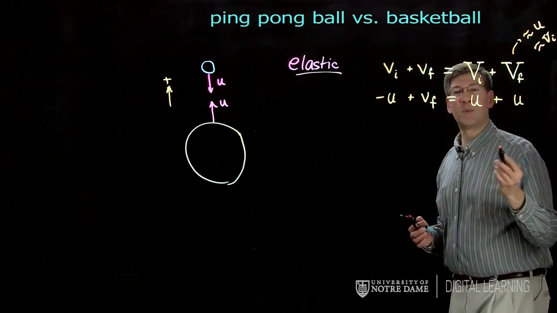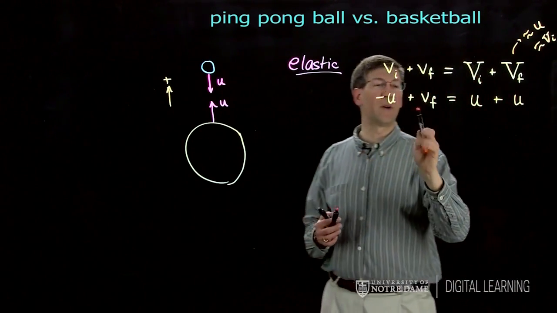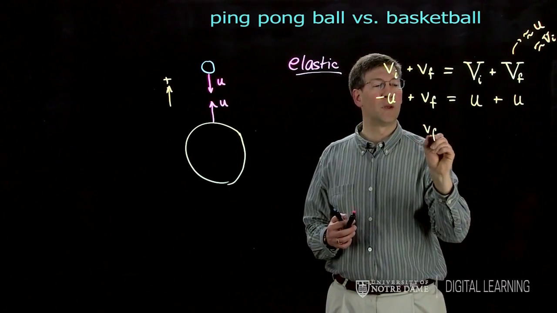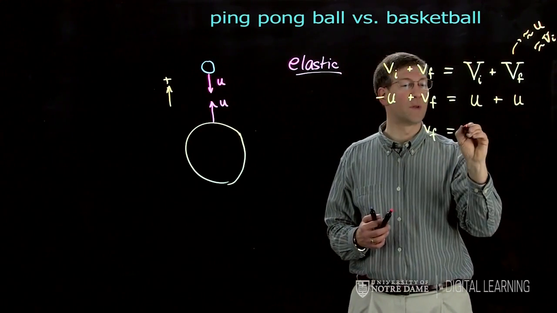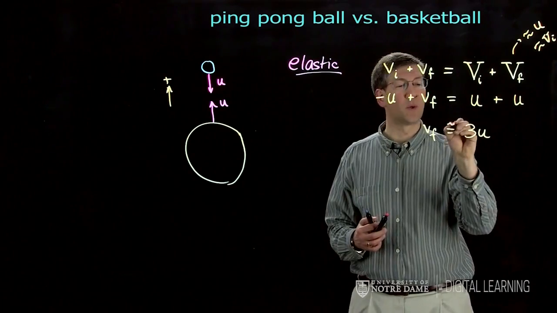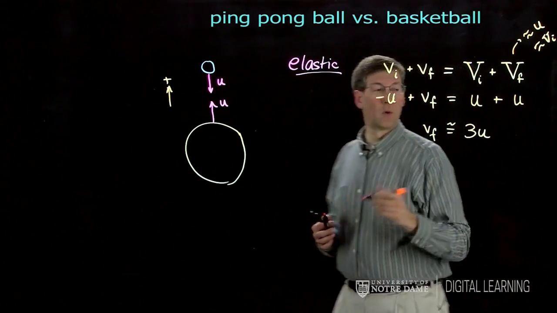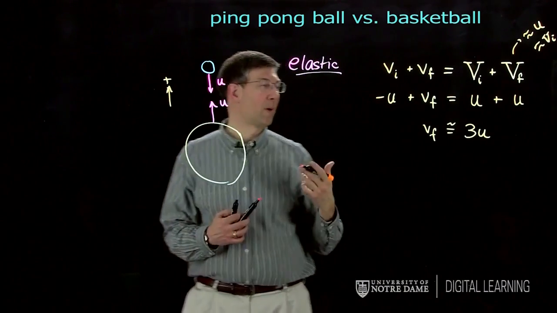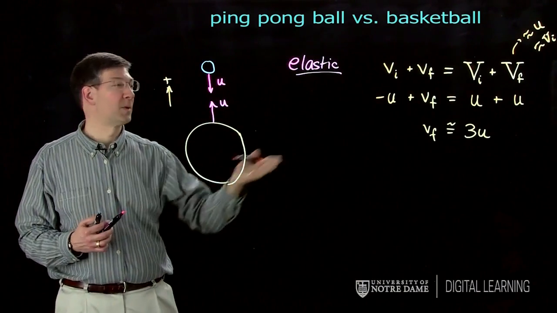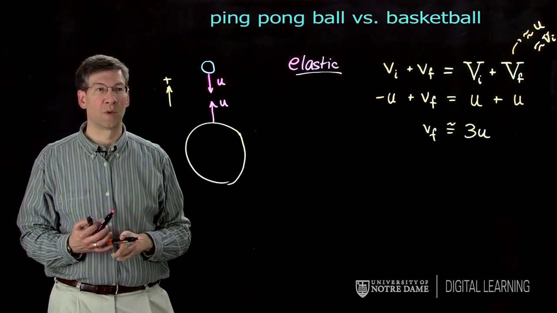If we make that approximation, we can see that v final of the ping pong ball, if I move this minus u over to the other side, is approximately equal to 3 times its original speed. And so when we look at the demo, the ping pong ball goes flying off at high speed, approximately 3 times its original speed.